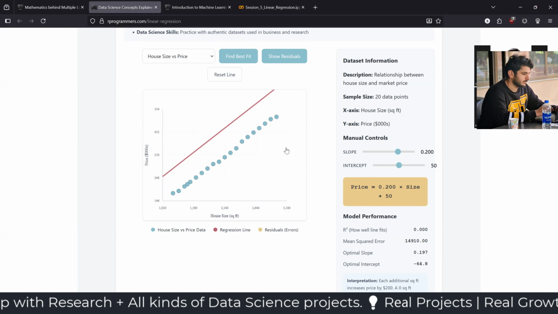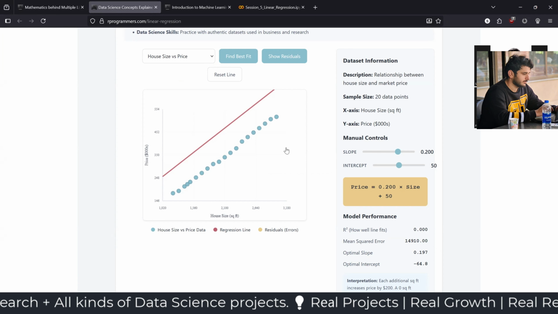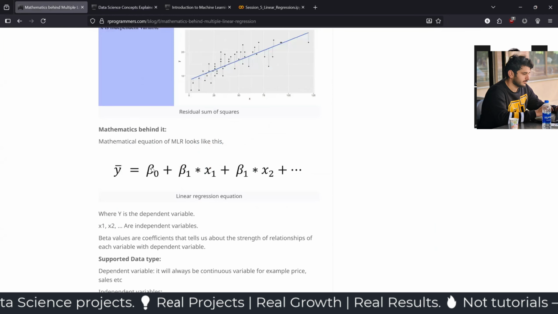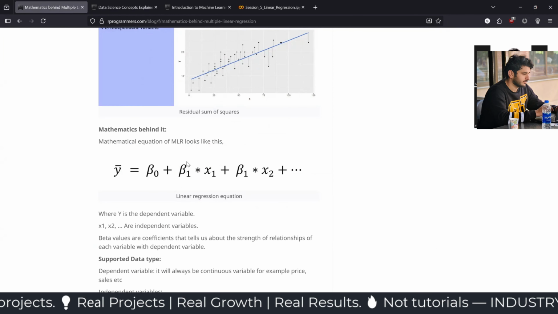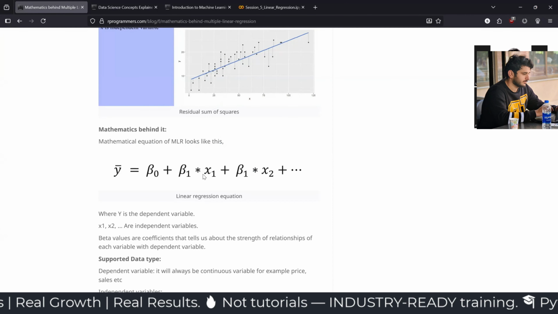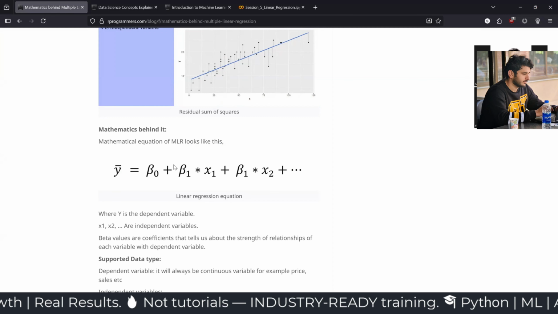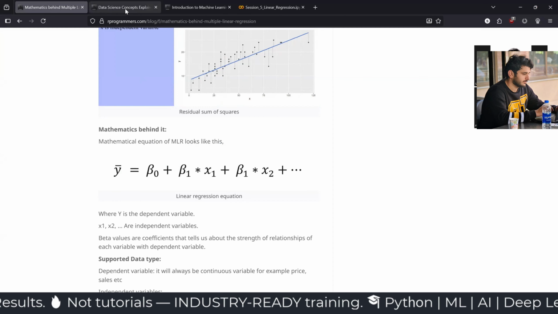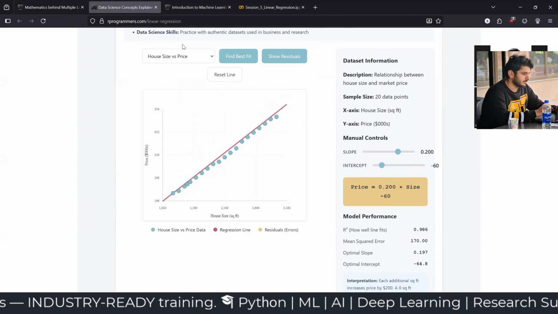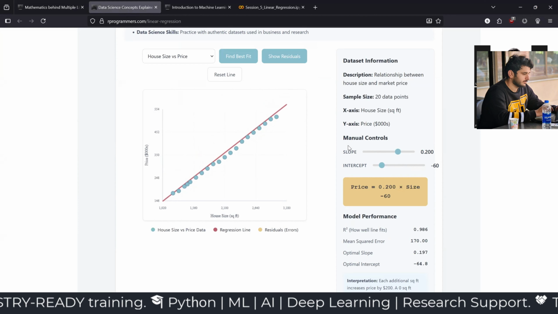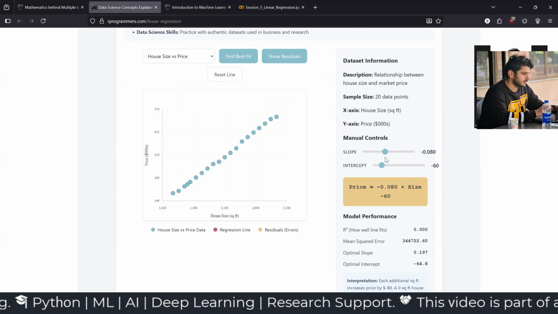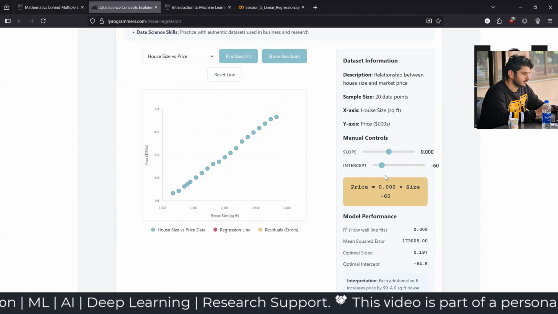I created this particular dashboard just for you so we can understand the influence of beta naught and beta 1. Now, beta naught is also known as the intercept, or we can say it is the value of our dependent variable when this particular term is 0. Like if we have nothing here, what will its value be? This intercept means beta naught, and this slope means beta 1 in this case. Let's make the slope 0 and see what beta naught influences. This is the intercept.